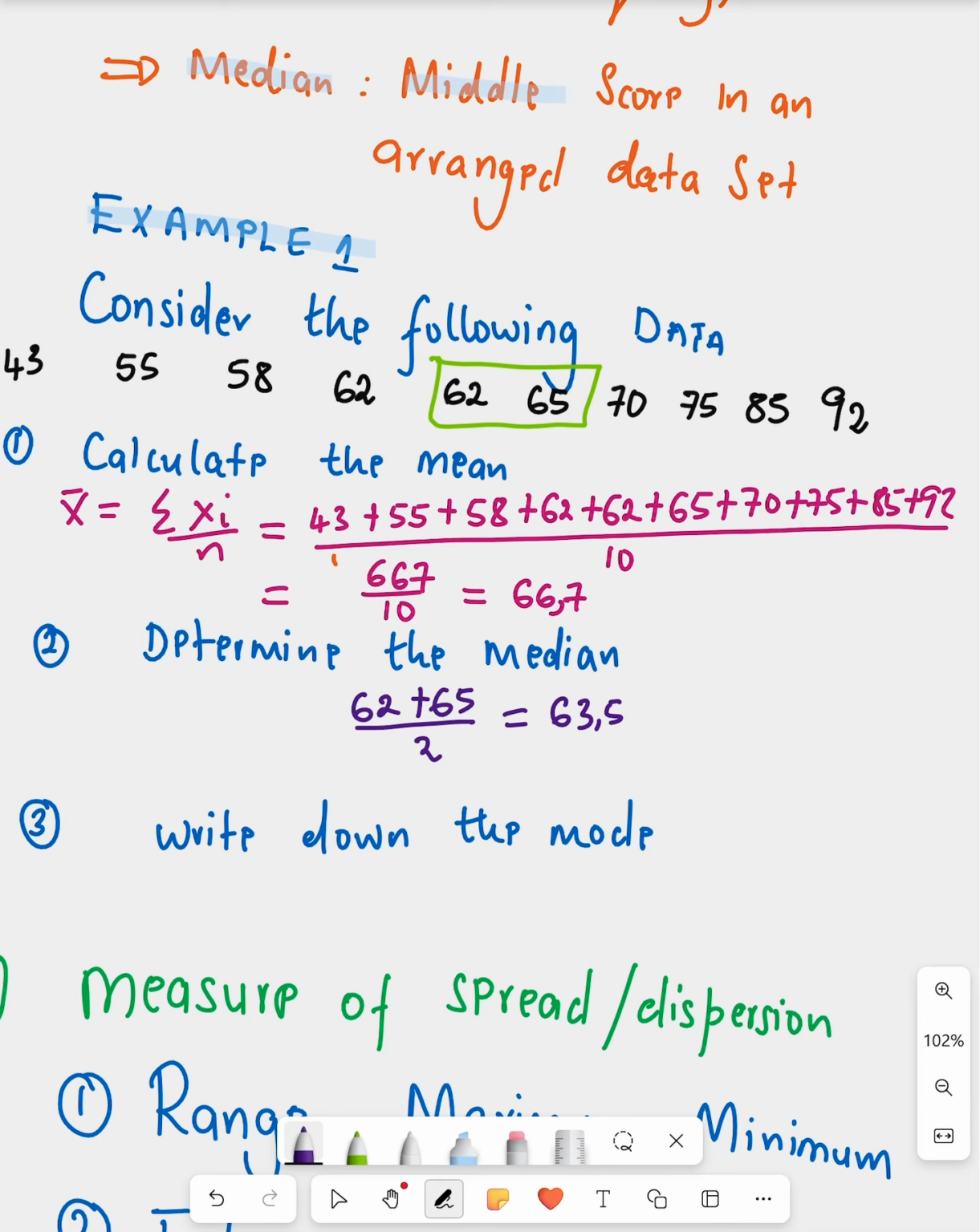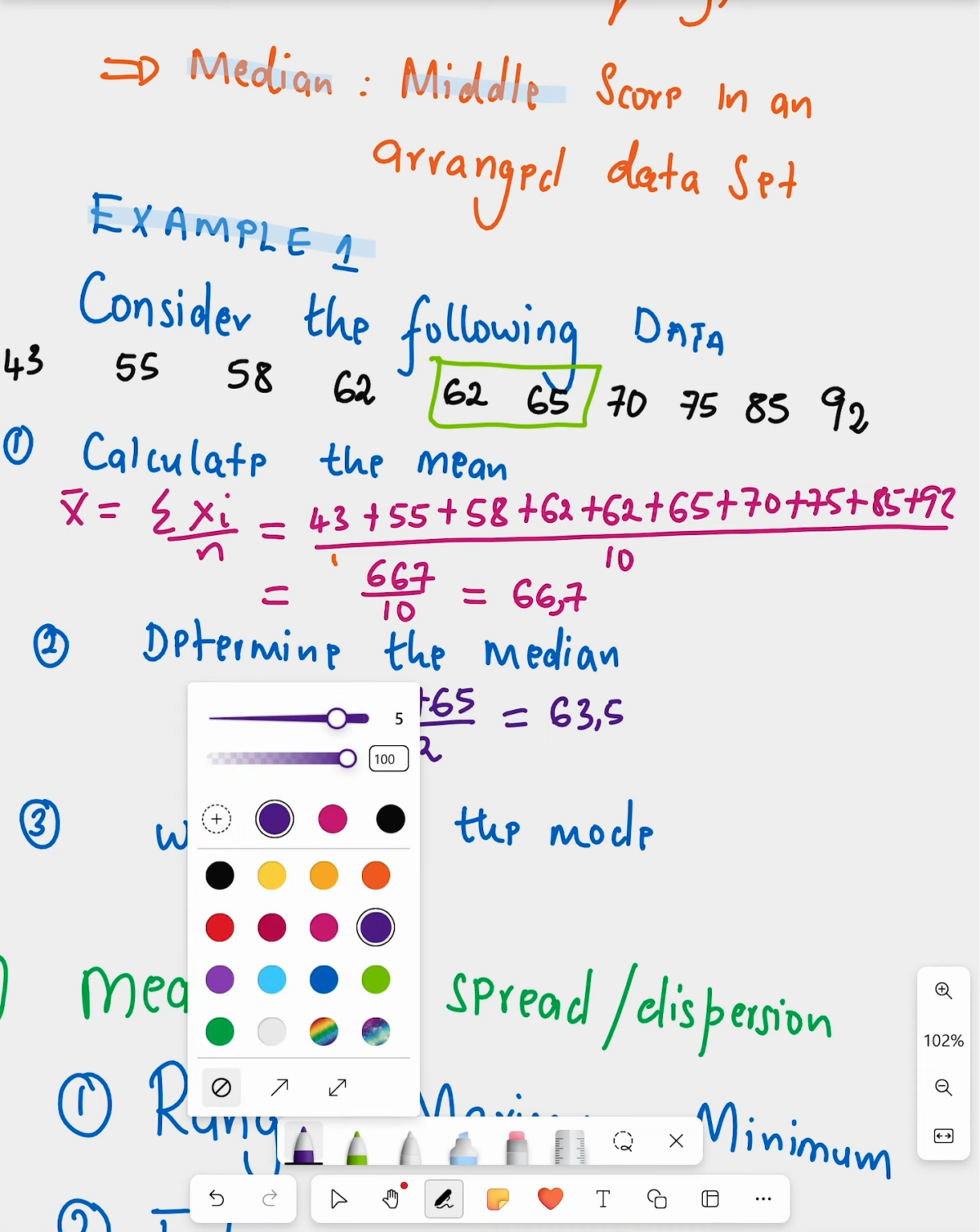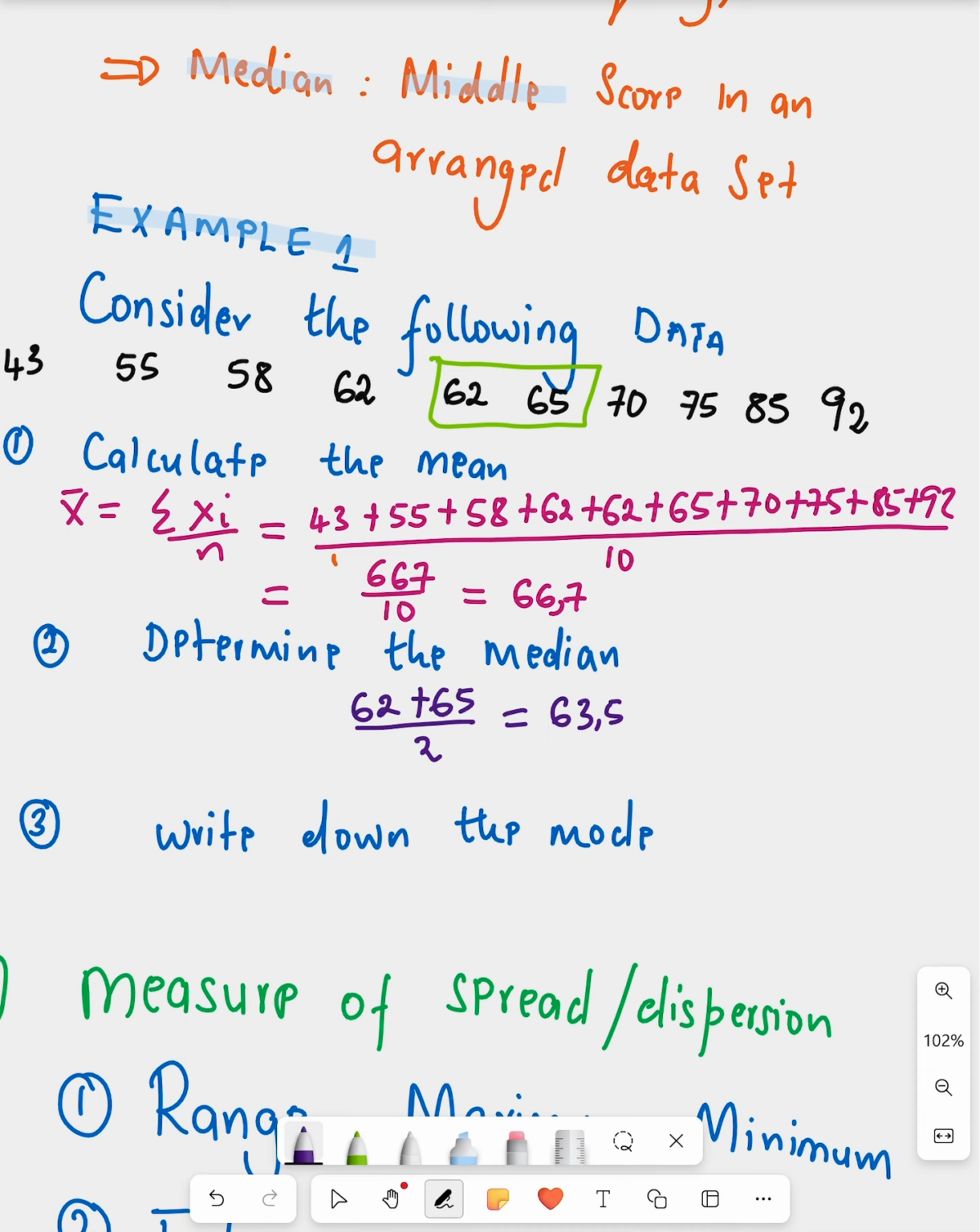And then the next question here, write down the mode. Mode is the most appearing value. If you check here, the only number that is repeated is 62. So 62 appears the most. You just write your answer as 62. So 62 is our mode. It is the one that has the highest frequency. So that is your measure of central tendency.